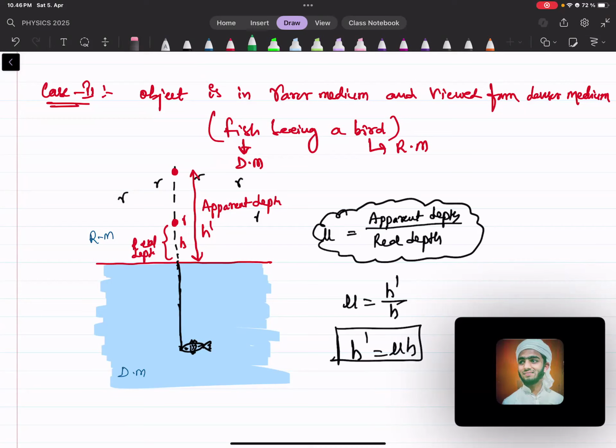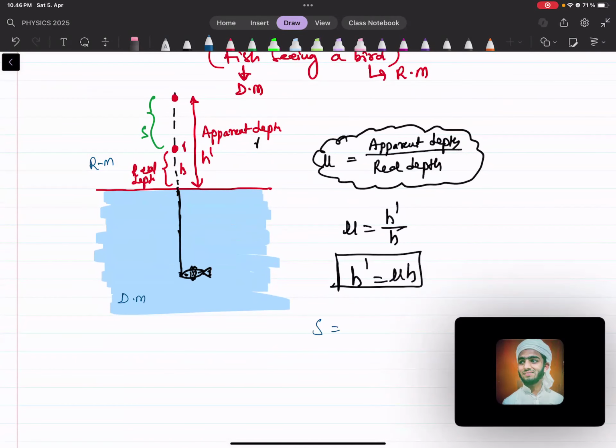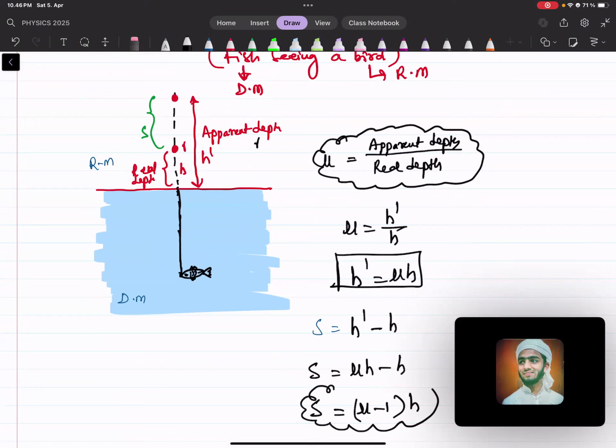Then what will be the shift? The actual bird is here right now, so this will be the shift S, h into 1 minus mu. So how do you calculate the shift? S is equal to h dash minus h. So S is equal to mu into h minus h. So S is equal to mu minus 1 into h. This will be the formula for your shift. Clear?